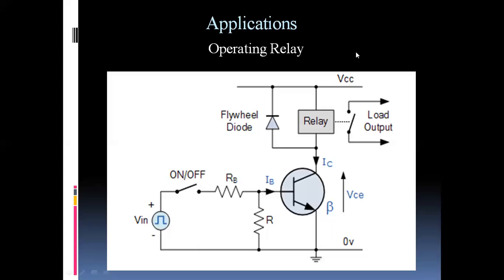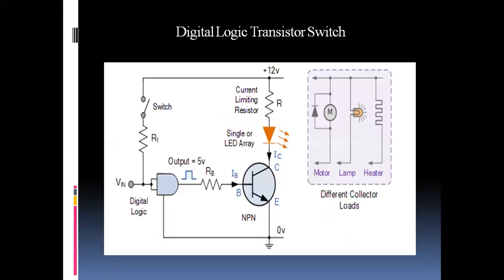So this is one application of the transistor as a switch. It is operating the relay; the transistor's switching action on and off makes the relay on and off, and the magnetic field produced by the relay can control the different loads attached to the output side. Again, we will see a second example of the transistor as a switch.